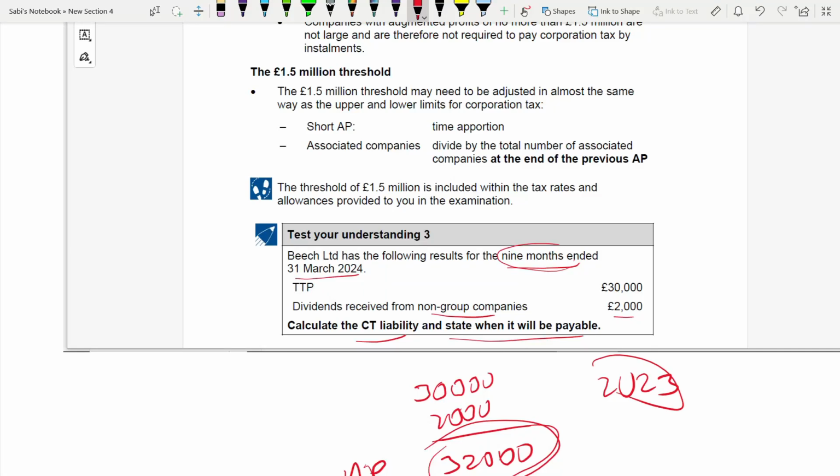Everything falls within the 9 months ending 31st March 2024. It's after 31st March 2023 only, 9 months from then. So everything is in one financial year. All your accounting period falls in it, and your augmented profit will fall in the financial year 2023. So one rate you can use.